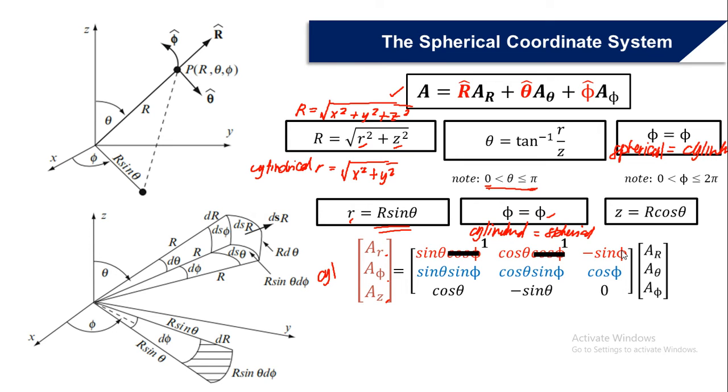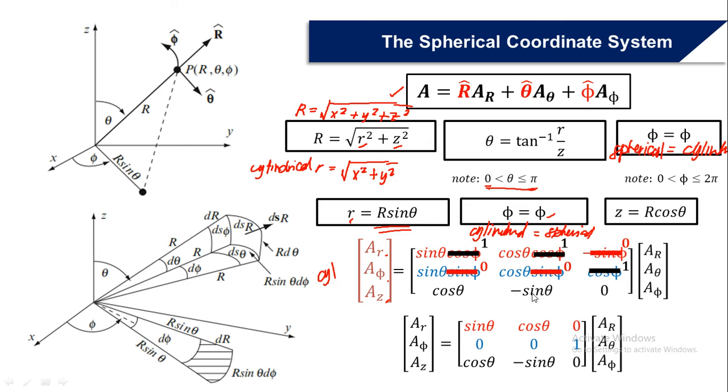Ito rin, 1 din yata ito. Then, itong negative sine phi, magiging 0 yan. Right? Then, sine phi, magiging 0 din yan. Sine phi, 0. Cosine phi is 1. Sa baba, meron pa ba? Meron. Yan.